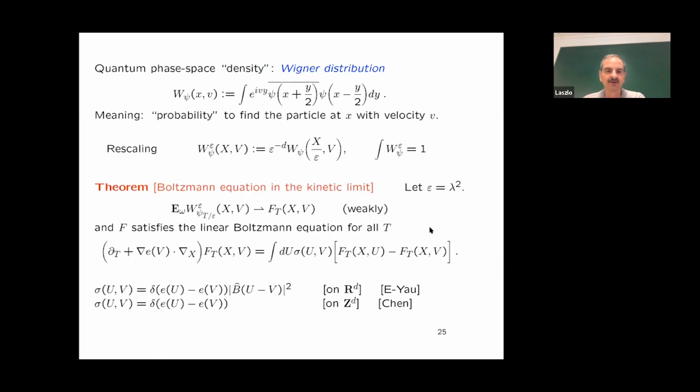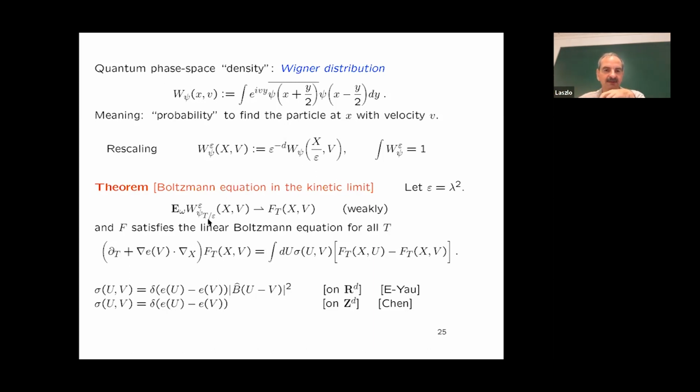So now let me come to the explicit theorems. Let me just recall the phase space density. We already discussed that. That's the right object to write up from a wave function psi. If you want to see a kinetic equation, you rescale it because you go to the macroscopic coordinates.